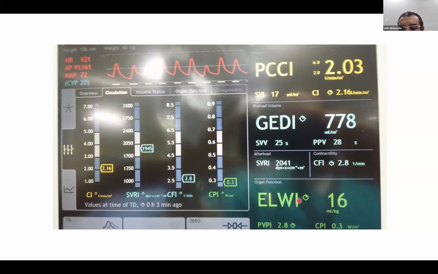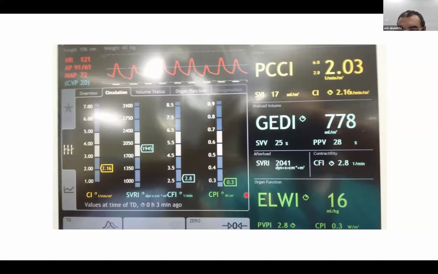Just to save time, this mark means all the parameters coming from the thermodilution will have this clock mark. All the parameters coming from the pulse contour analysis will not have this mark. Why? Because in the thermodilution, as I told you, we are giving a cold injection and checking the thermodilution curve, and all these parameters will come after doing this intervention. The thermodilution parameters are not minute-to-minute change. Unless you have a new calibration, a new injection, you will not have a change.